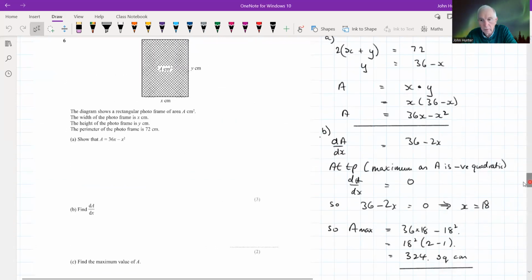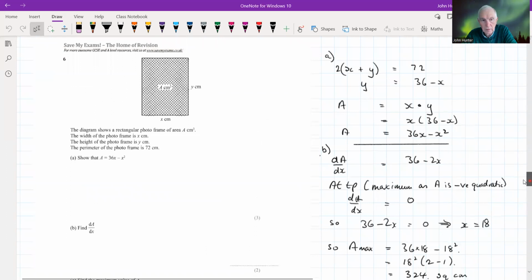Now here we've got another forming equation problem, but this one is going to involve a little bit of differentiation. So we've got a rectangular photo frame, area A, X by Y, and the perimeter is 72. Show that A equals 36X minus X squared.